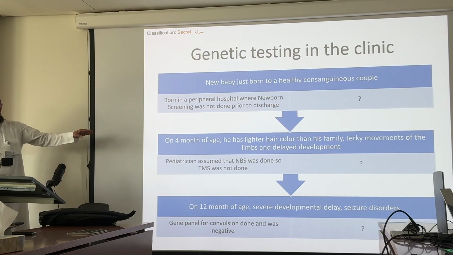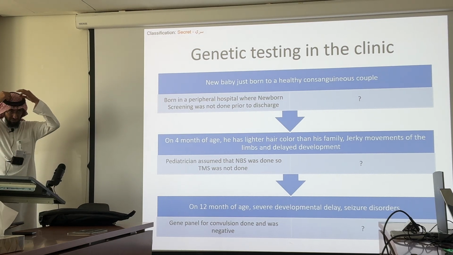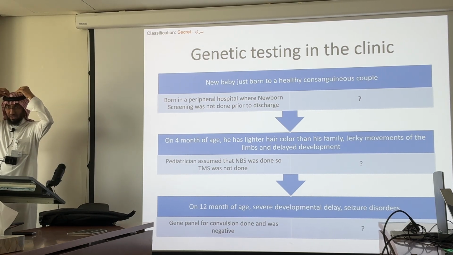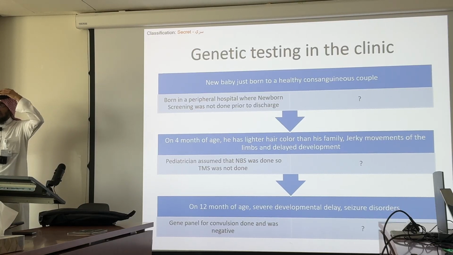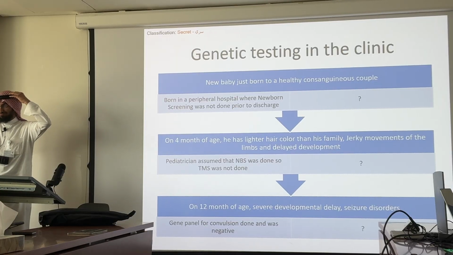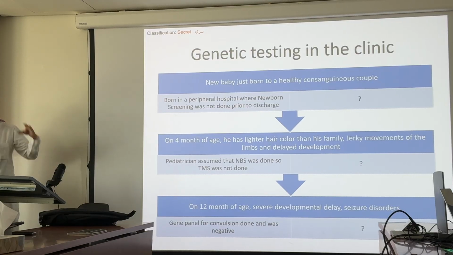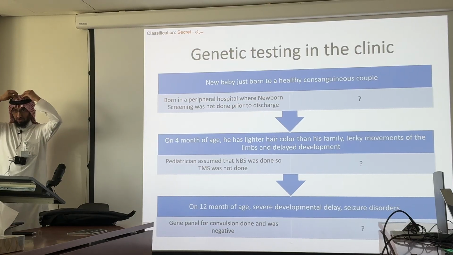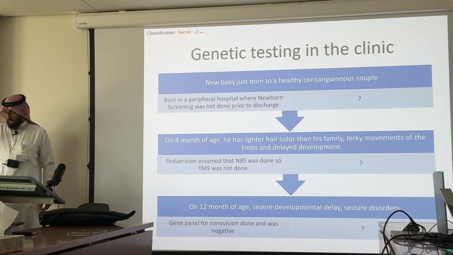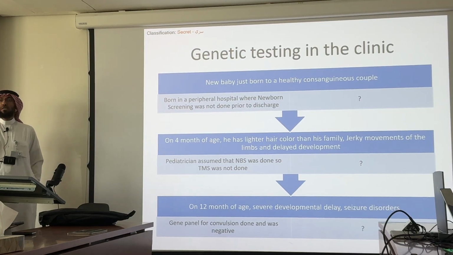So in this story, at 4 months of age, he has lighter hair color, which is, by the way, one of the signs of PKU. When you have a PKU patient and the family all have black hair, you will notice that he's blonde. Phenylalanine is important for the pigmentation of the skin, so he will have fair skin and fair hair. He also has jerky movement of the limbs and delayed development at 4 months. He's not able to roll over, which he should do at 4 months. He cannot do anything.